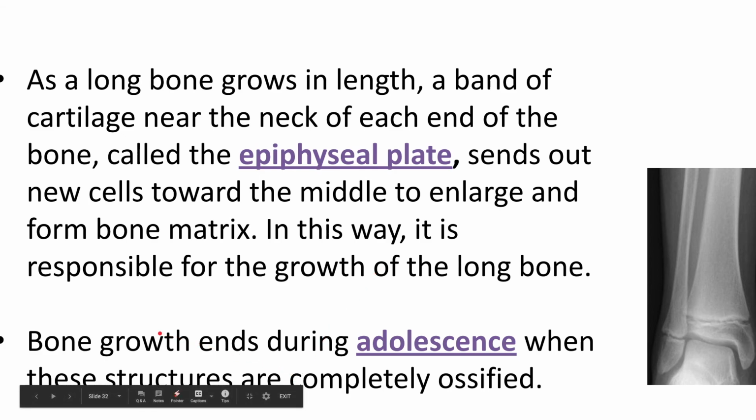And it's important to note that bone growth ends during adolescence when these structures are completely ossified. Once the growth is complete and the ossification is complete, from then on the bones no longer grow, but that doesn't mean that they're now inactive. Contrary to that, it actually means that all that energy that was going towards growing during adolescence can now go towards maintenance and adapting to the different load demands that you put on your skeleton.